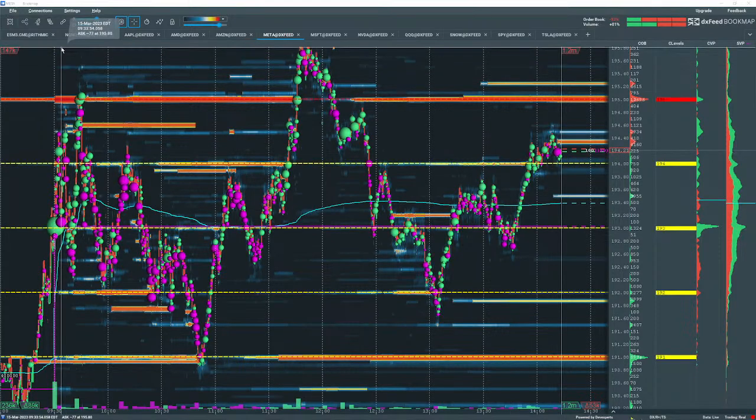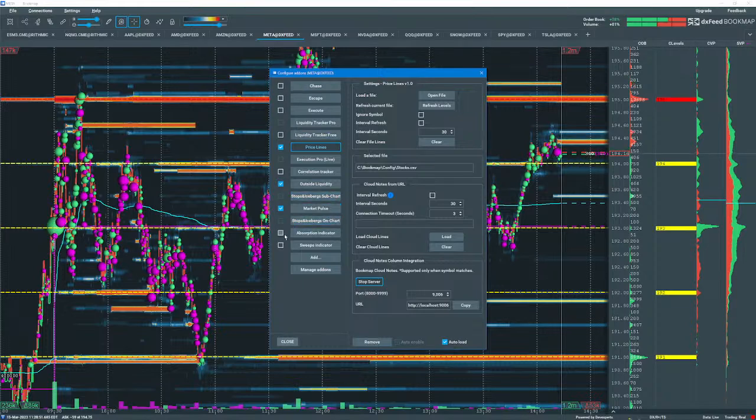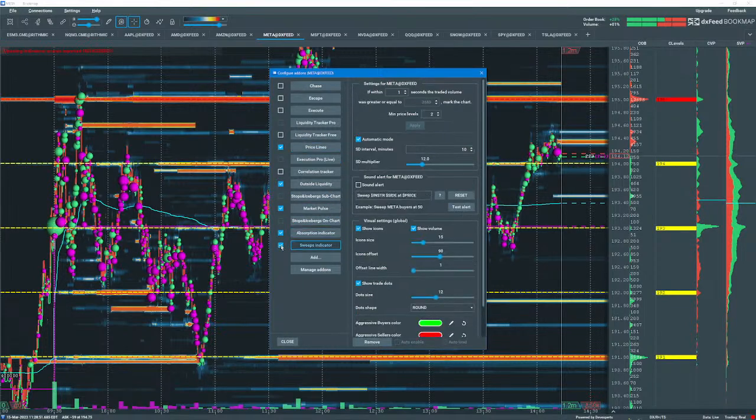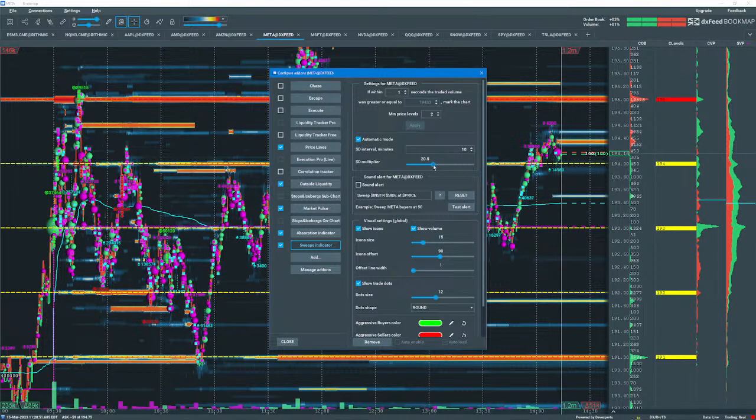Let me just check the settings here. Oh, no wonder, not showing absorption and sweeps. And now it's showing too much. Let me just tone this down a bit.